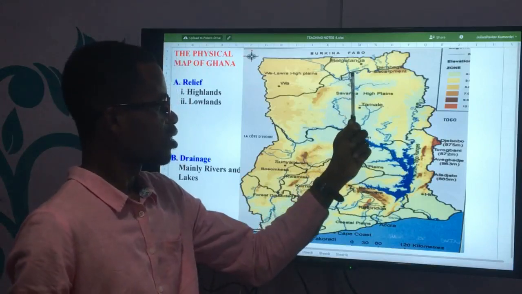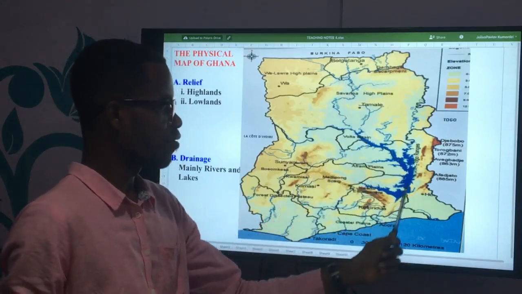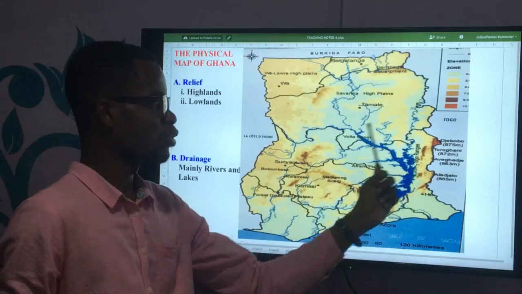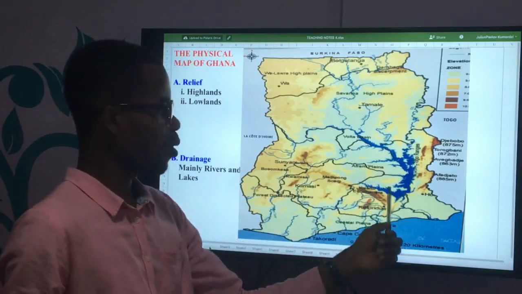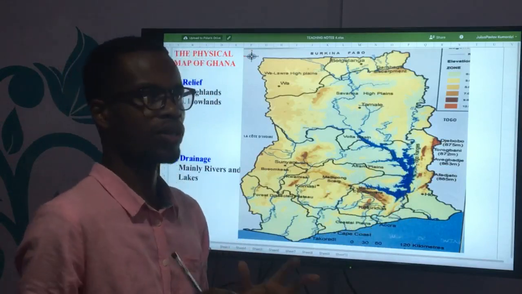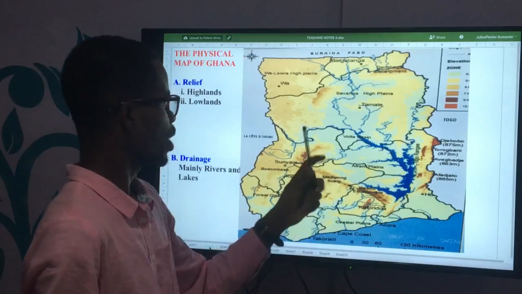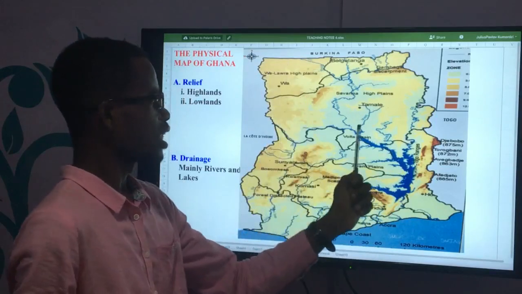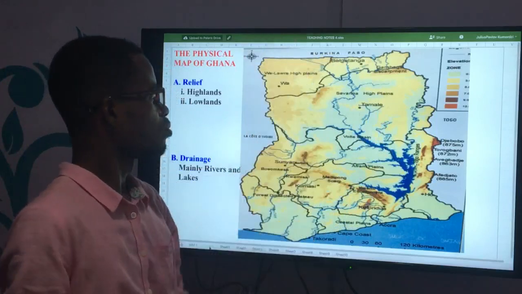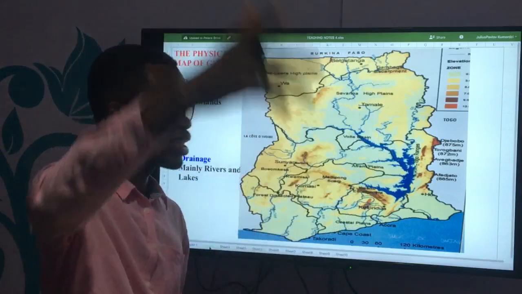Now let's look at the major river, Volta, the biggest one, where Dr. Kwame Nkrumah had to divert it and then form a lake to construct the Akosombo Dam on it. Okay, so we have this, it has two sources, but the main source is from Burkina Faso.